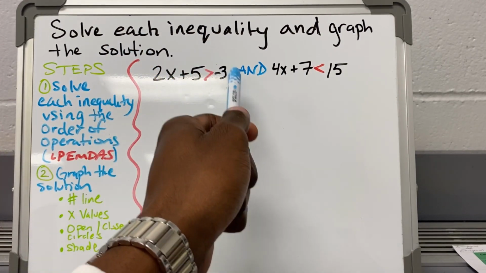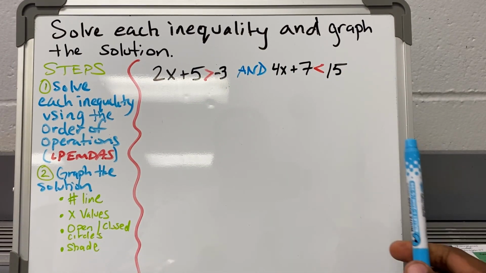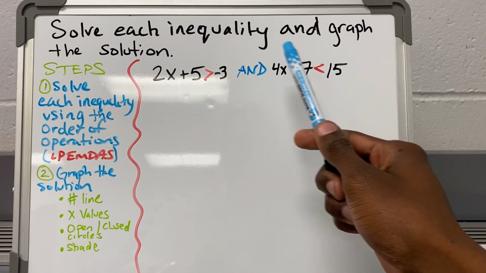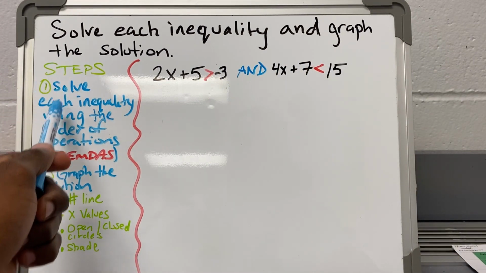These are the two inequalities. One inequality, second inequality. Inequality because you have an inequality symbol here instead of an equal sign. And I have my steps over here.